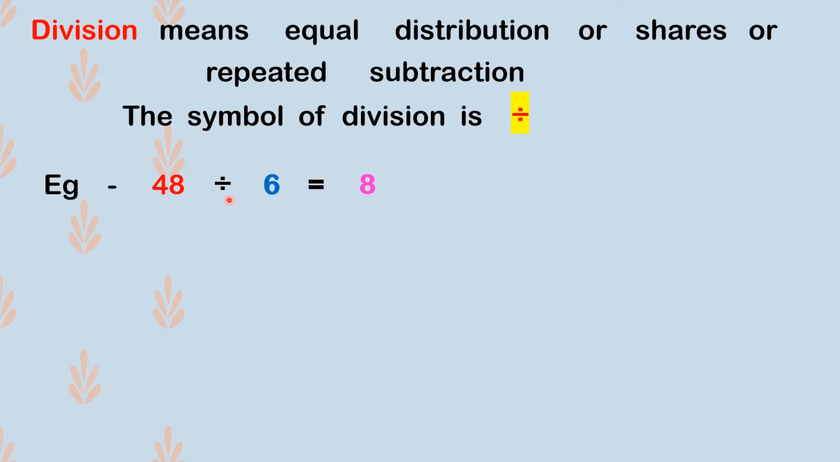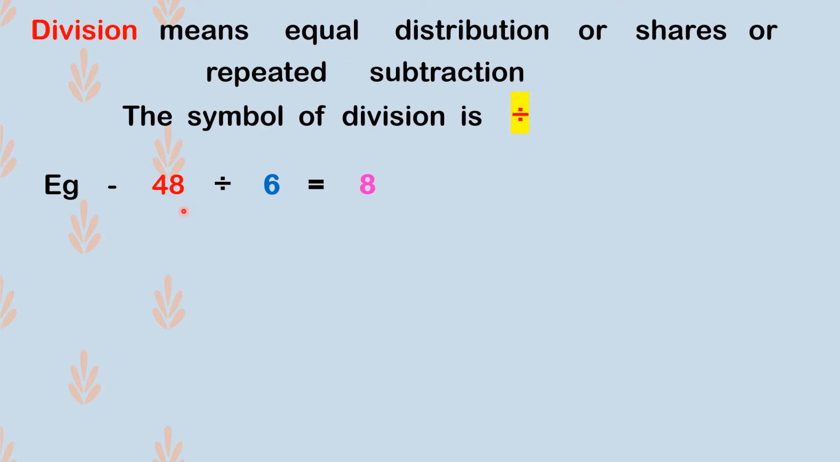48 divided by 6 equals 8. Now, if you see, I have highlighted all the three numbers in different colors because each number has a term used for it. Just as you have your name, in a similar way, these numbers, when it is division, they have a name. Now, before that, let me tell you what is equal distribution.